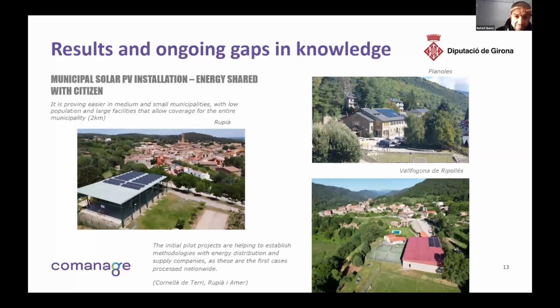This model has been expanded, and is proving to be easier in medium and small municipalities with a low population, with large facilities that allow the coverage of the entire municipality within a radius of 2 kilometers. And the initial pilot projects are helping to stabilize the methodology with energy distribution and supply companies, as these first cases are the first ones where both municipalities and these companies are learning to do the projects.